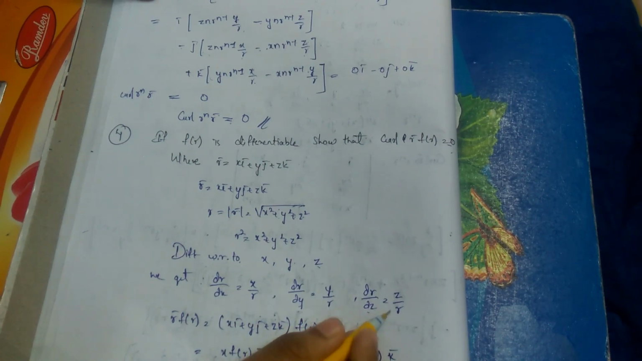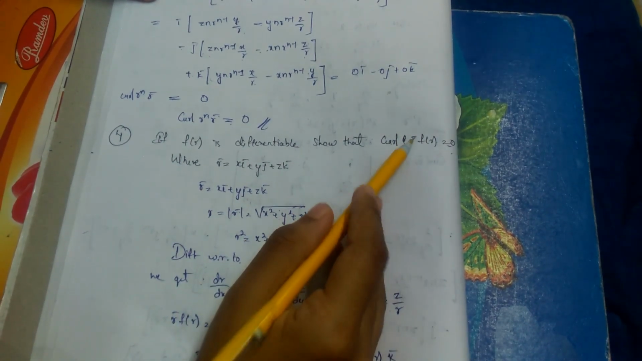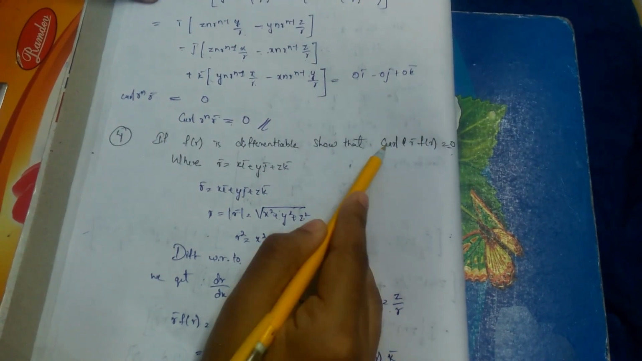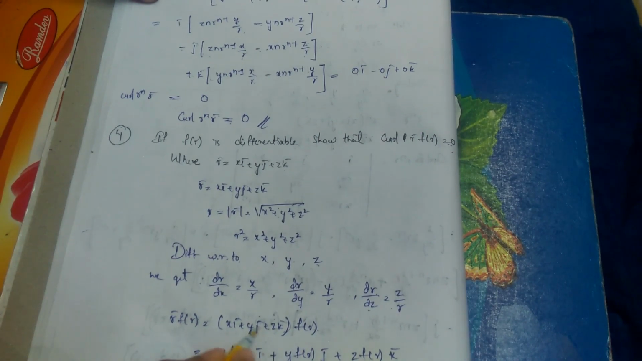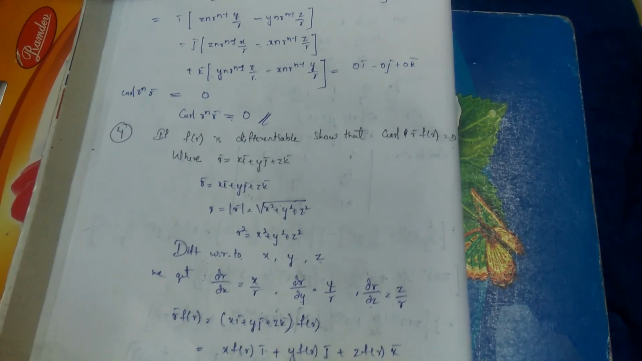First we have to find out r bar f of r before finding out the curl of it. So r bar f of r is equal to the vector r bar, nothing but x i bar plus y j bar plus z k bar, times f of r. So now this f of r is multiplied with each of the terms inside. So we get x into f of r i bar plus y into f of r j bar plus z into f of r k bar. So this is r bar f of r.